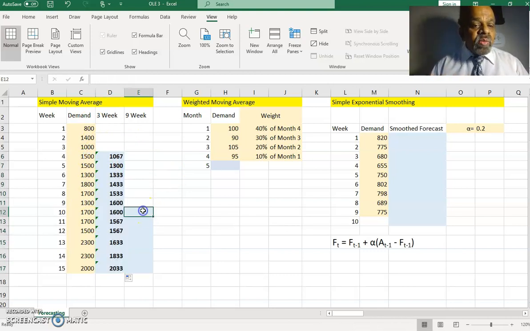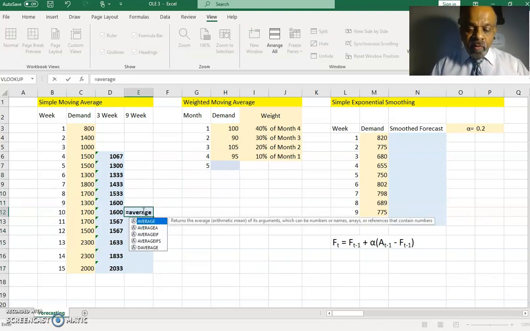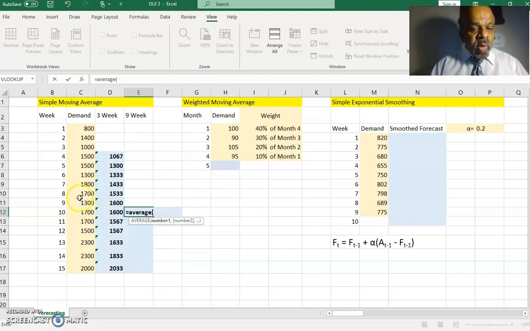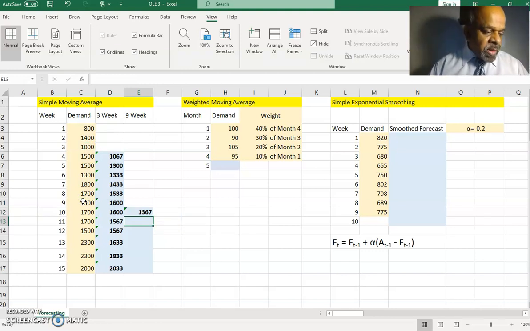Let's take the 9-week moving average. Again, I'm going to take the average function of the past 9 weeks. The past 9 weeks is 1 to 9. If I take that, it is going to be 1367. 1367 is the 9-week moving average for period week 10.